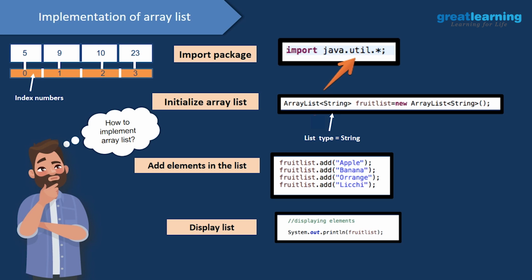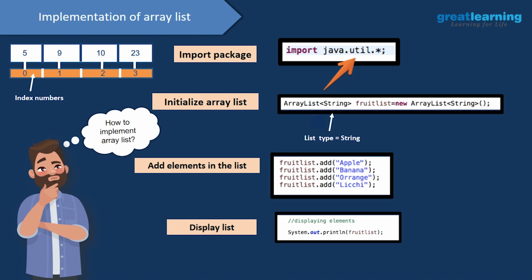Now if you want to add some element to the array, how can you add that? You need to write the list name dot add, and then the data you have, that is apple. So I have apple, banana, orange and lychee. I call the list name, then using the dot add method, we can store all the data. And if you want to display the list, you need to call System.out.println and then the list name, and it will show the whole list.